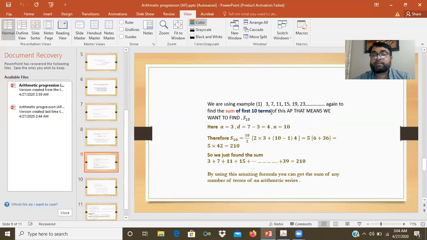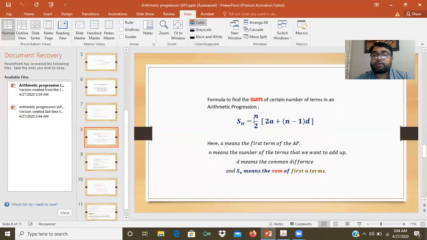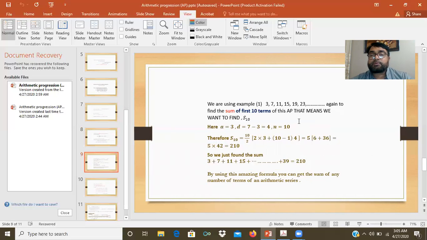Say in example 1 again, we see the terms. Now if you want to get the sum of the first 10 terms, that is the formula which gives you the summation of n terms, starting from the first term. Sn means the sum of the first n terms. So in this example, I am looking for the summation of the first 10 terms of this series.